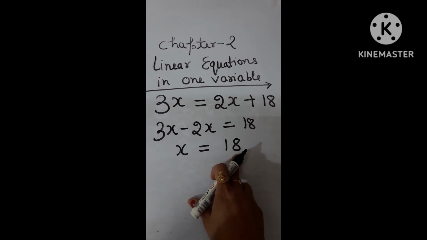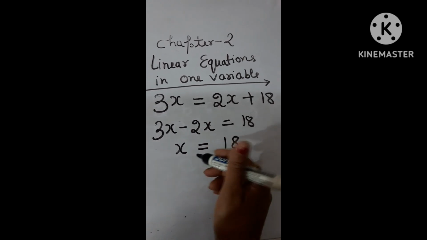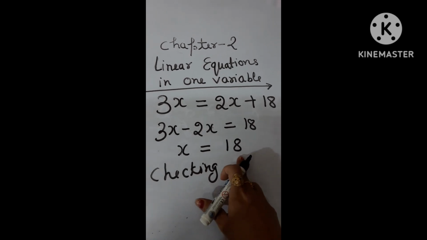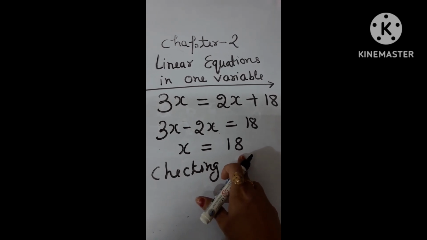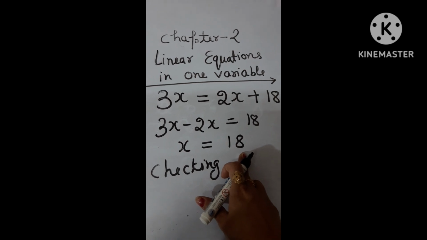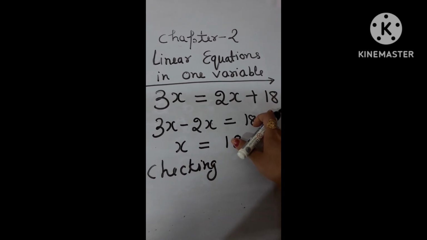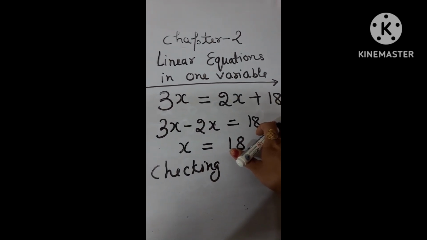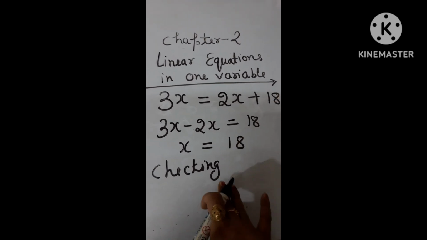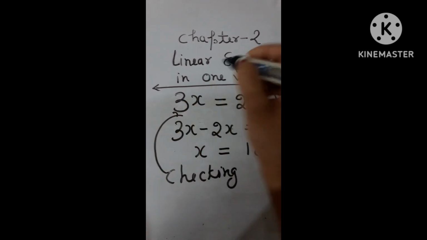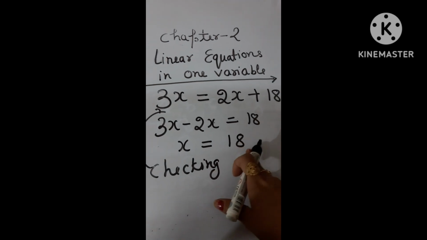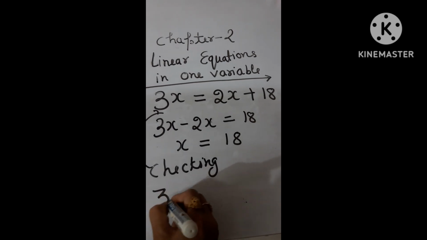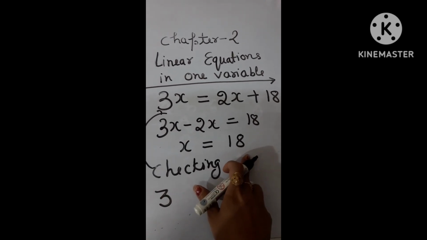Now it is very important to check your result also. For the checking, you will put the value of the variable, the value of the solution that you got in your answer, into the equation. And if your left hand side is equal to your right hand side, it means whatever you have done is correct. Okay, so now I am going to put the value of x in the equation. Here the value of x is 18. So I will be putting it here in the equation. So it will become, in place of x, I will be putting the value 18.